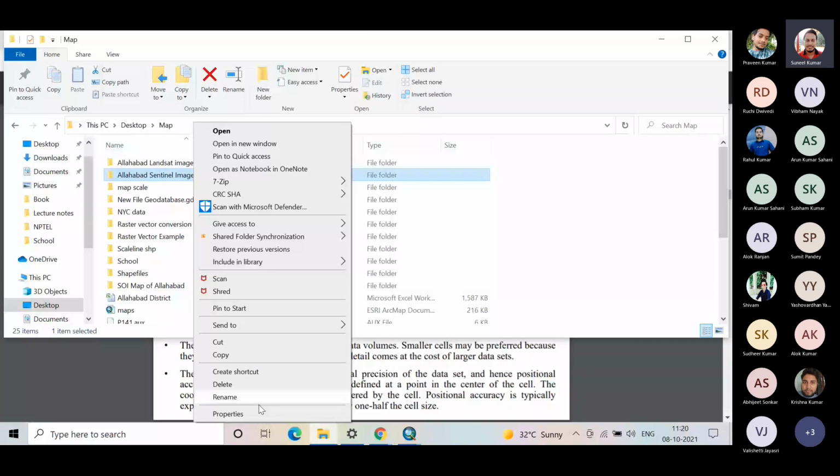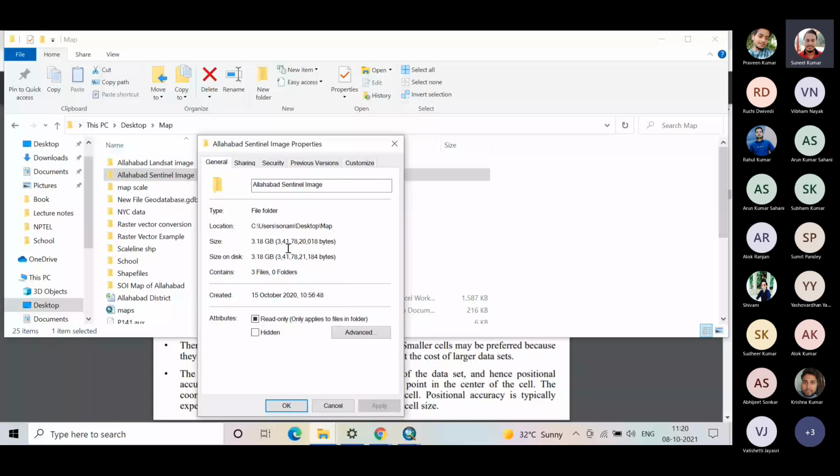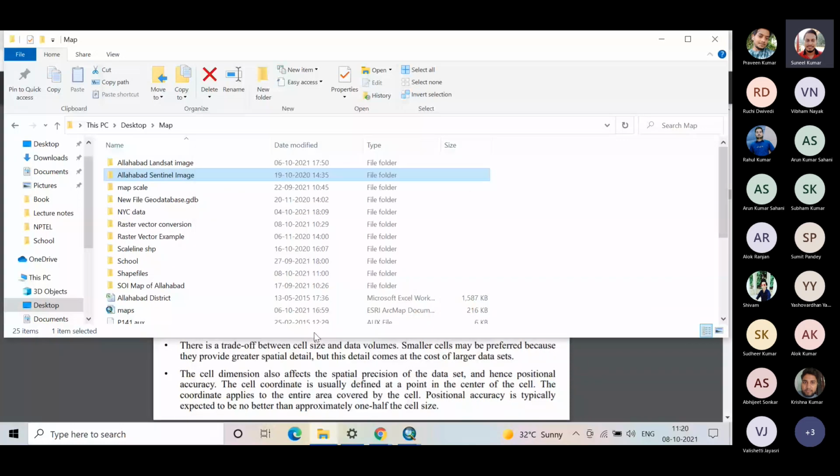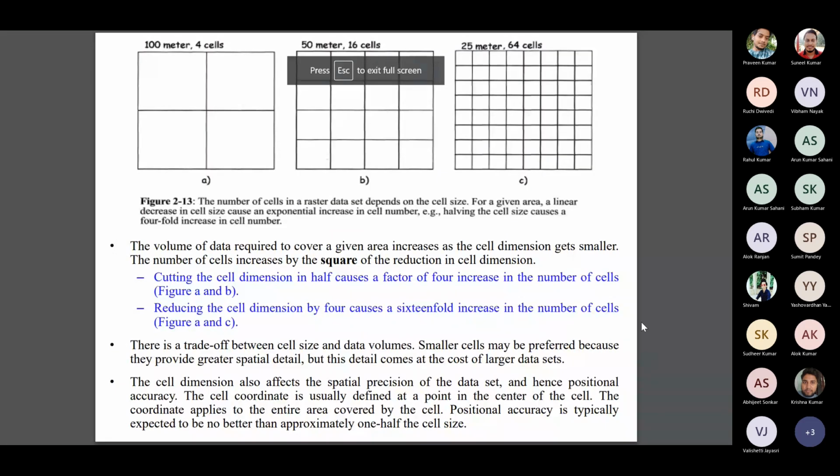What was the resolution for the Landsat, and what was the resolution for the Sentinel? 30 meters for Landsat and 10 meters for Sentinel. In the image, we use the term spatial resolution. In the raster data, we use the term cell dimension. So this is the trade-off between the cell dimension and the cell volume. If you try to go for better accuracy, the size will increase, and if you want to reduce the size of a file, the dimension will increase. That will ultimately affect the accuracy. So this is the trade-off. I hope it is clear to everyone now.